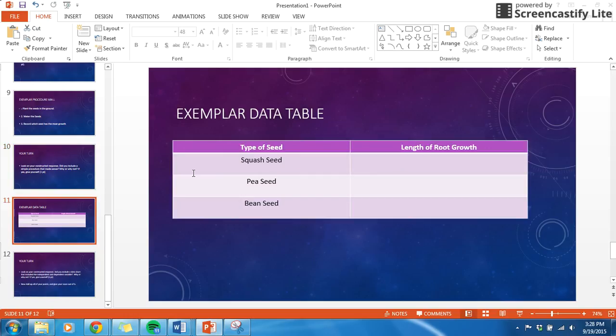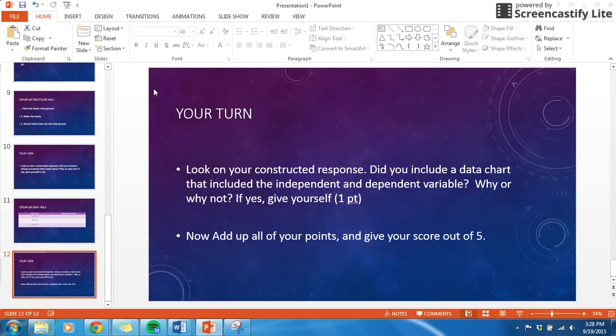And this is our exemplar data table. We have our type of seed, our independent variable on the left. We have a squash seed, a pea seed, and a bean seed. And we have our length of root growth on the right, and this is our dependent variable. This is what we would be measuring. It's now your turn. Look on your constructed response. Did you include a data chart that included the independent and dependent variable? Why or why not? If yes, give yourself 1 point. And once you're done, add up all of your points and give your score out of 5. This would have been your score on the constructed response.